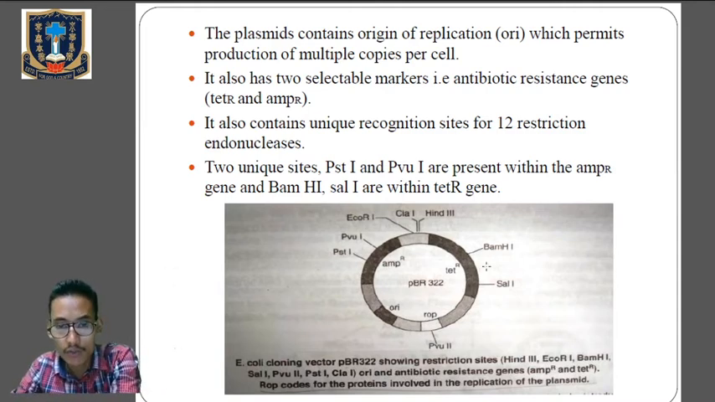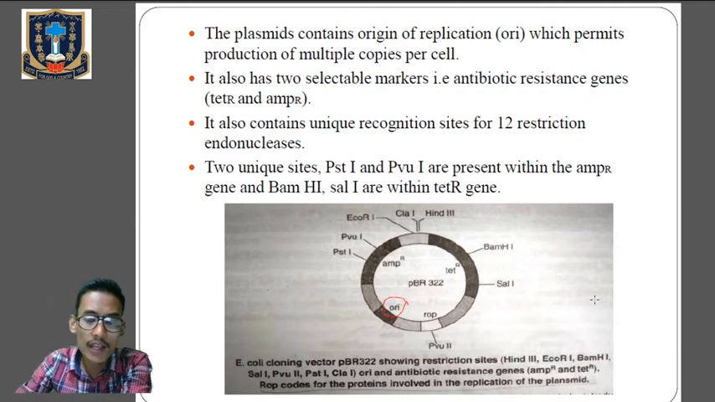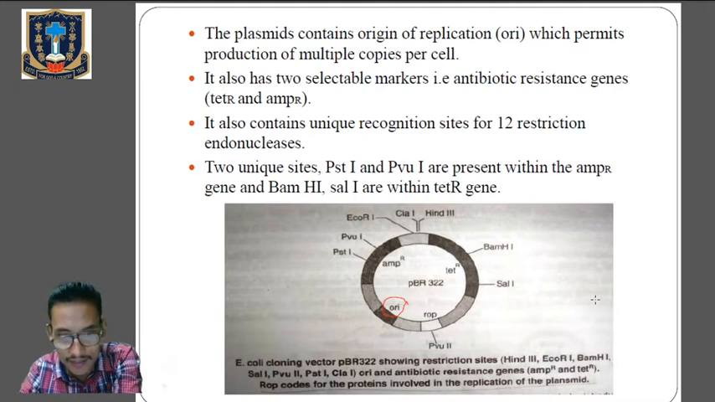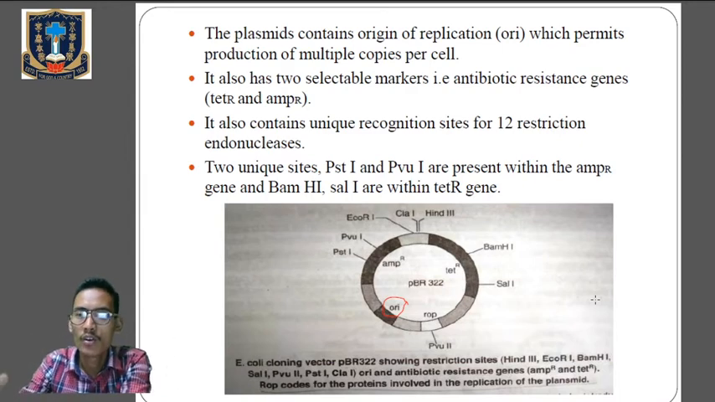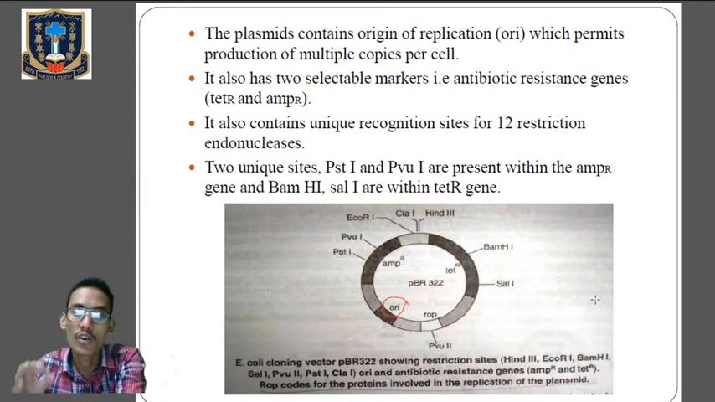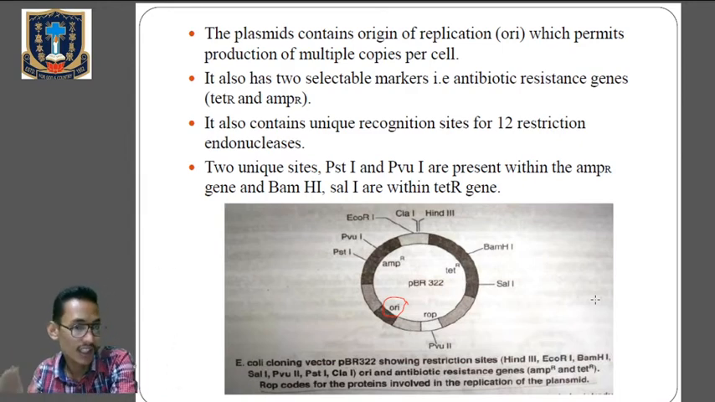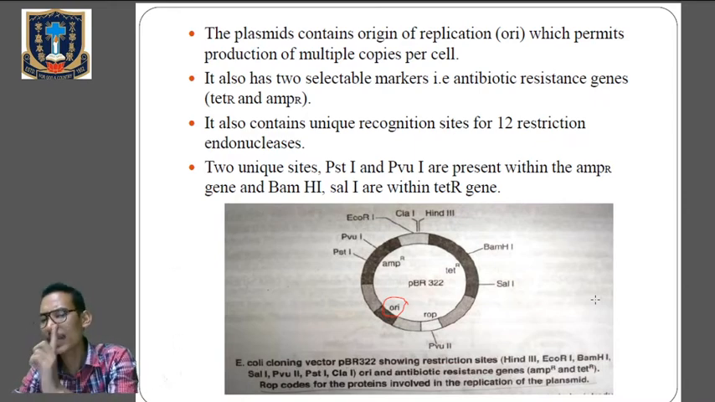So look at the figure also. Can you see over here the ORI site? ORI site means origin of replication site. So this ORI site will help in the replication or the multiplication of recombinant DNA or the foreign DNA. Clear?